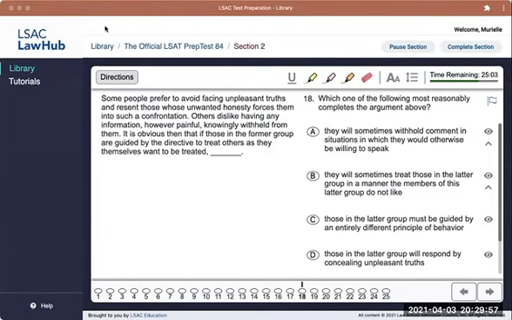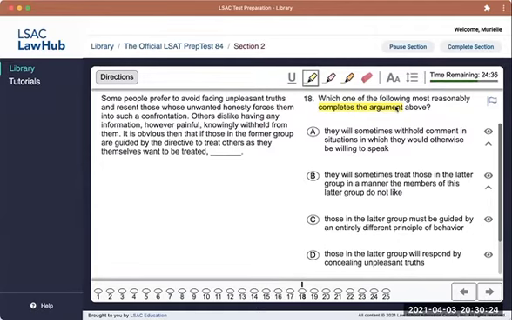Okay, so next question on my list is question 18 from section 2 of Prep Test 84. And this question type is kind of similar to an inference question, but there are a couple differences. So here we're trying to complete an argument, right?